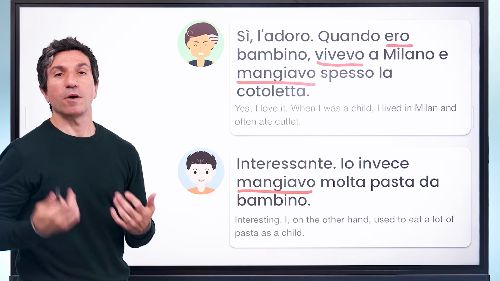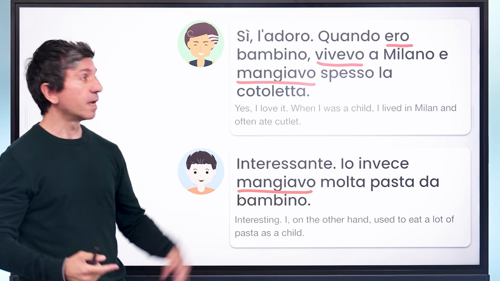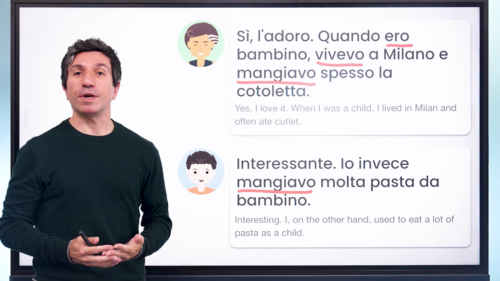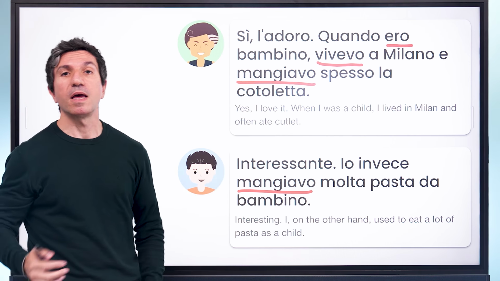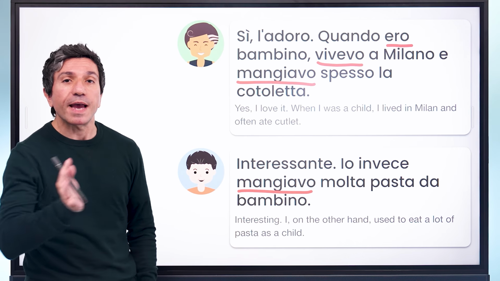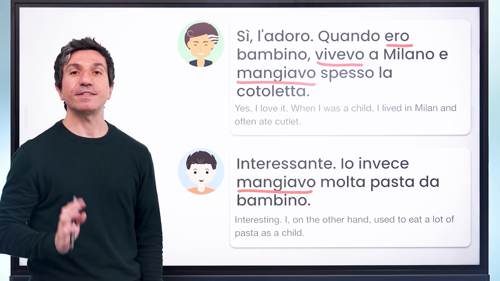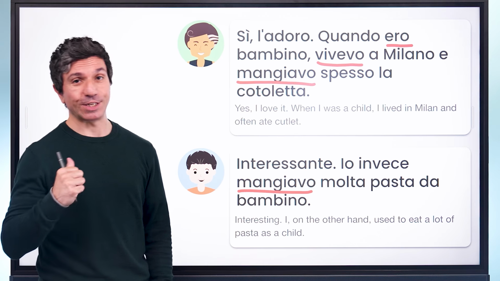In the dialogue, we heard several verbs in the imperfetto tense, like ero, vivevo, mangiavo. The imperfetto is used to describe how things were in the past, habits, ongoing actions, and states of being. It's often translated as used to or was or were doing in English.